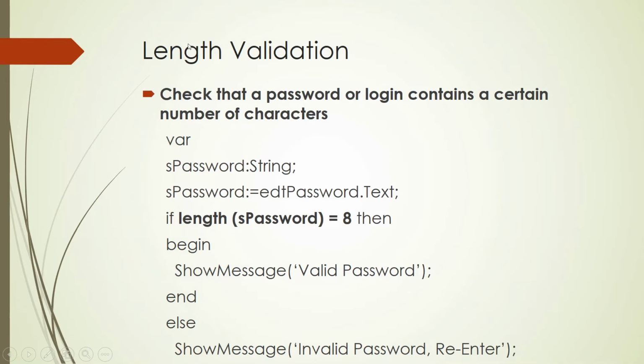In this example, I'm checking for length validation. So I can check if a password or a login contains a certain number of characters. So I've entered a password using a t-edit, and I'm checking if the length of this password is equal to 8 characters. If the number of characters in this password equals 8, then it will display valid password. Otherwise, it'll go into the else if the condition is false, and it'll display invalid password, re-enter.